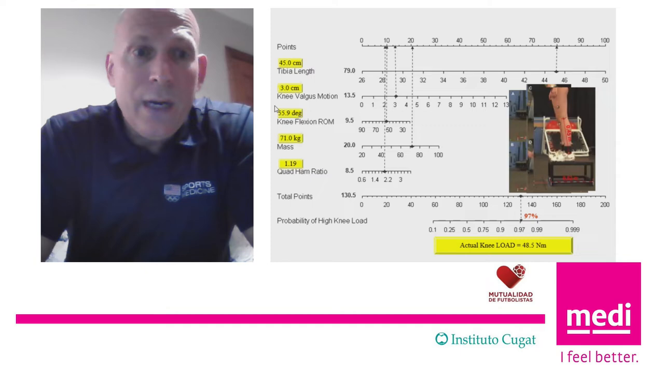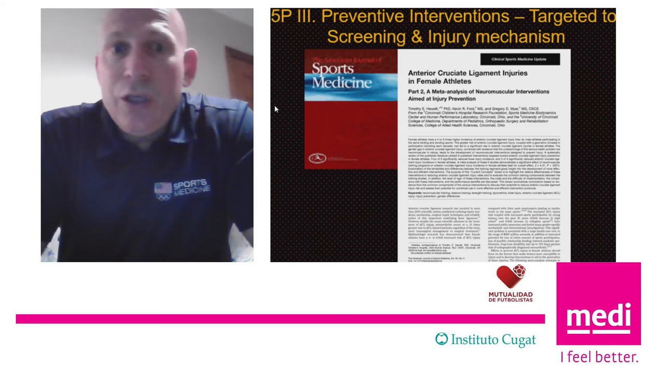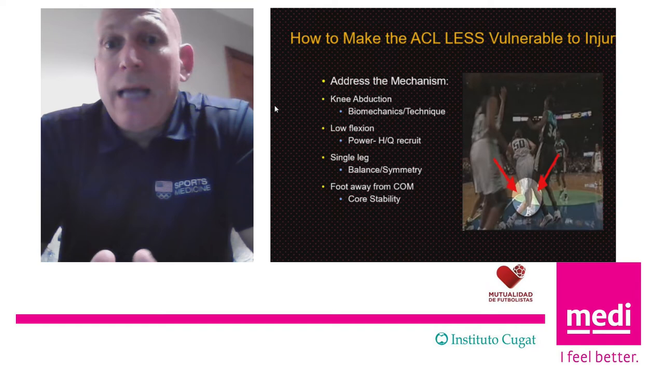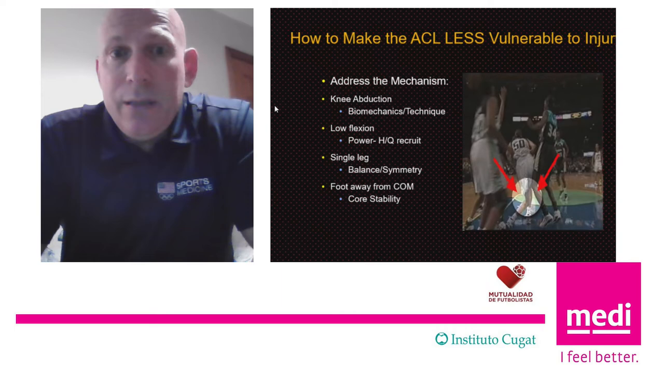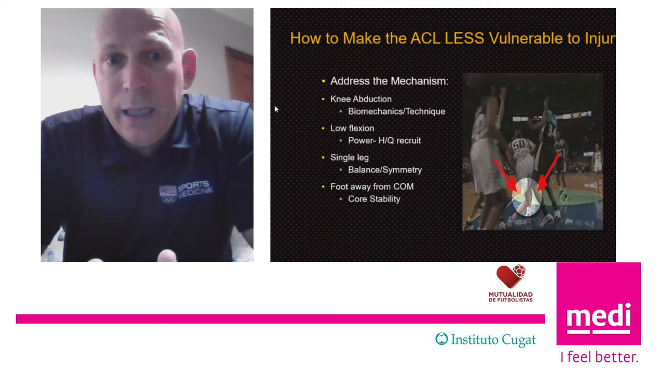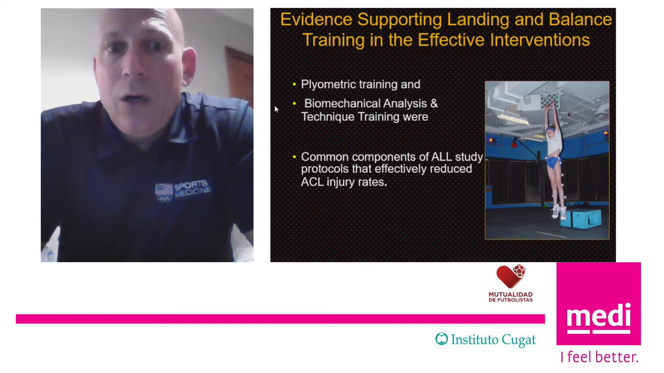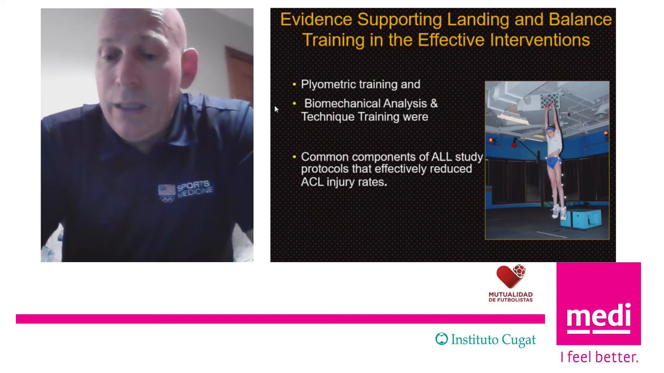The good news is meta-analyses have repeatedly shown us in female athletes that we can reduce the risk of ACL injuries by between a half and two-thirds. So again, how do we do that? How do we make the female athlete's ACL less vulnerable to injury? Well, we address the mechanism. This knee abduction problem we address with biomechanics and technique, low flexion with power and relative increased hamstring and glute recruitment, single leg, a lot of balance and symmetry work, and the foot away from the center of mass, core stability work. So plyometric training and biomechanical analysis and technique were common components of every study that effectively reduced the risk of ACL injury, especially in female athletes.